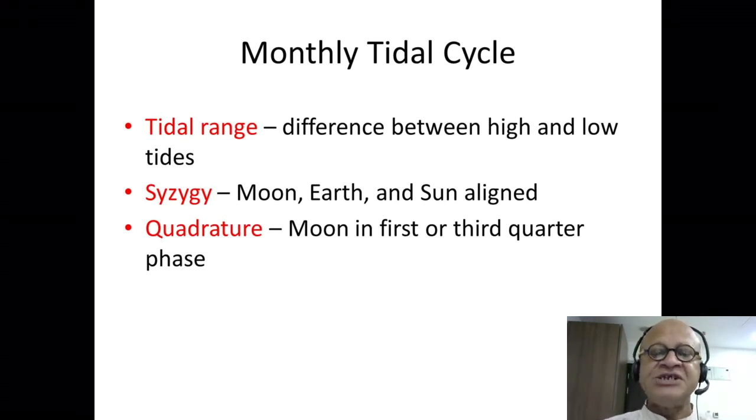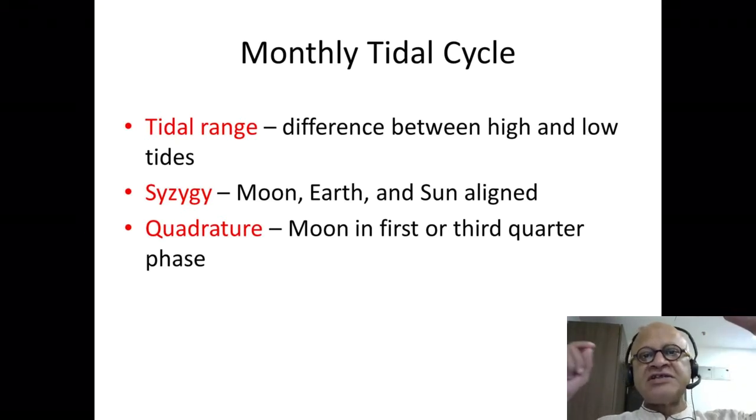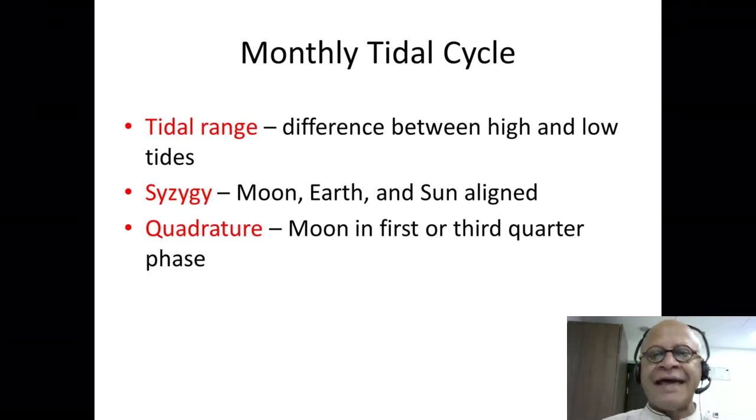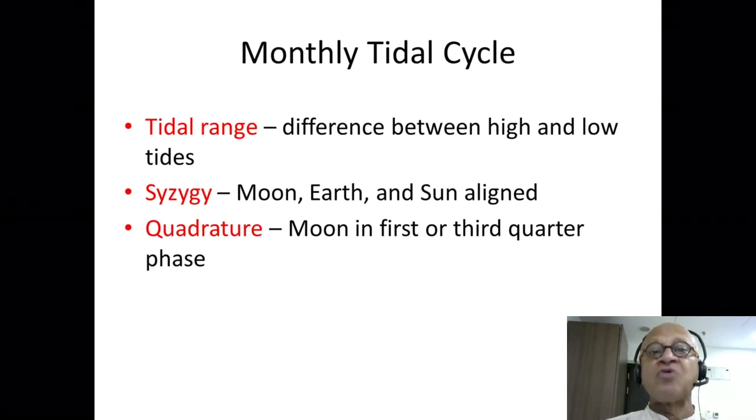And syzygy is when they are all aligned. So you have the moon, Earth, and sun aligned. And when they're in quadrature, that means the moon is, let's say, at the pole, and the sun is at the equator, or the other way. So they are at 90 degrees, which means they tend to cancel the tidal forcing from each other, right?